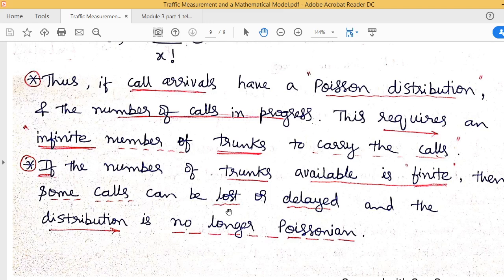Next we will deal with lost call system and queuing system in our coming class.